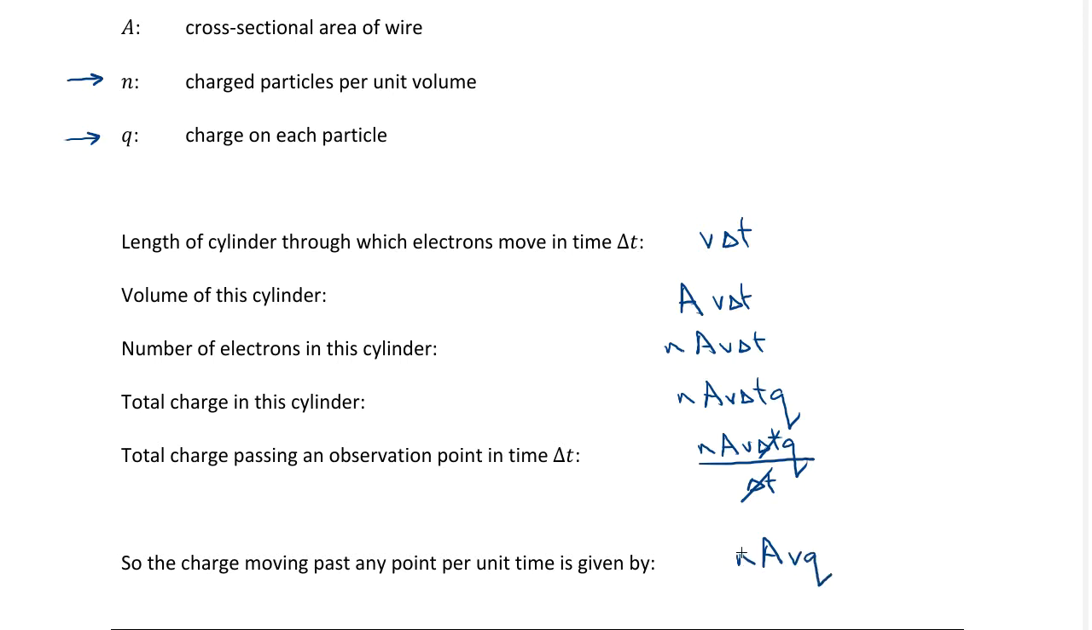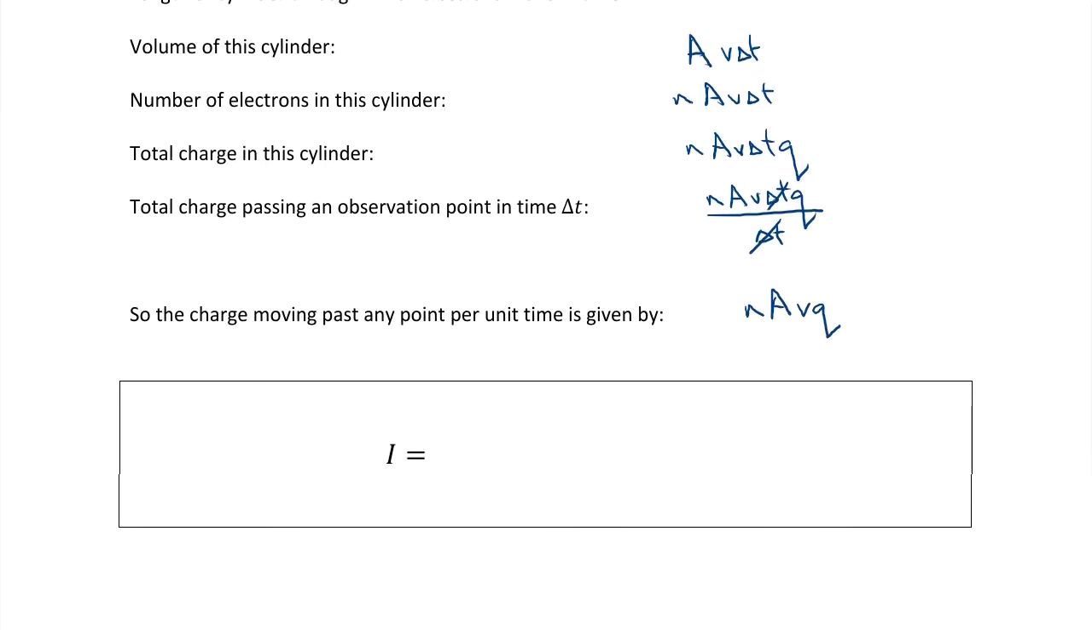The charged particles per unit volume, the cross-sectional area, the drift speed or the drift velocity of the charged particles, the electrons, and the charge on each of them. Now, the charge moving past any point per unit time is our definition of current. So the current is equal to n times A times v times q. And that actually would allow us to solve for the drift speed, the drift velocity, if we wanted to. In other words, the drift speed is equal to the current divided by n times A times q. So if I knew all of the others, I could work out the drift velocity.